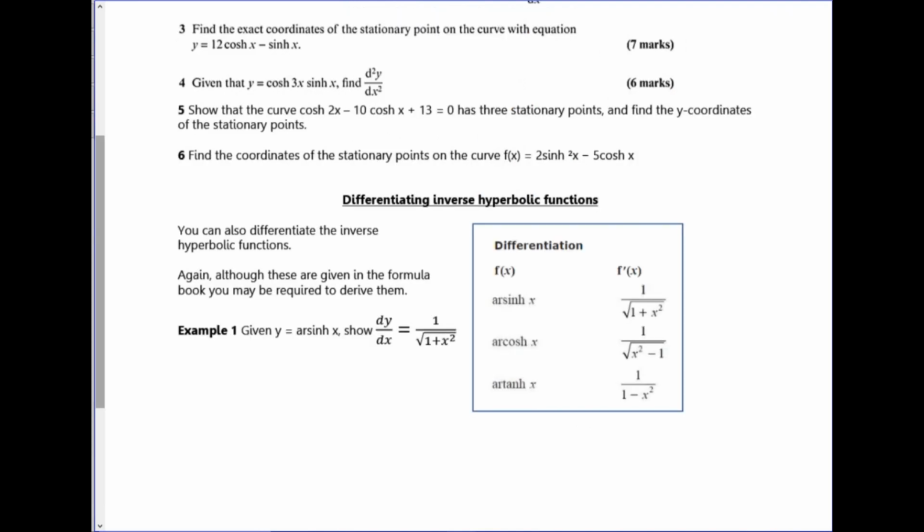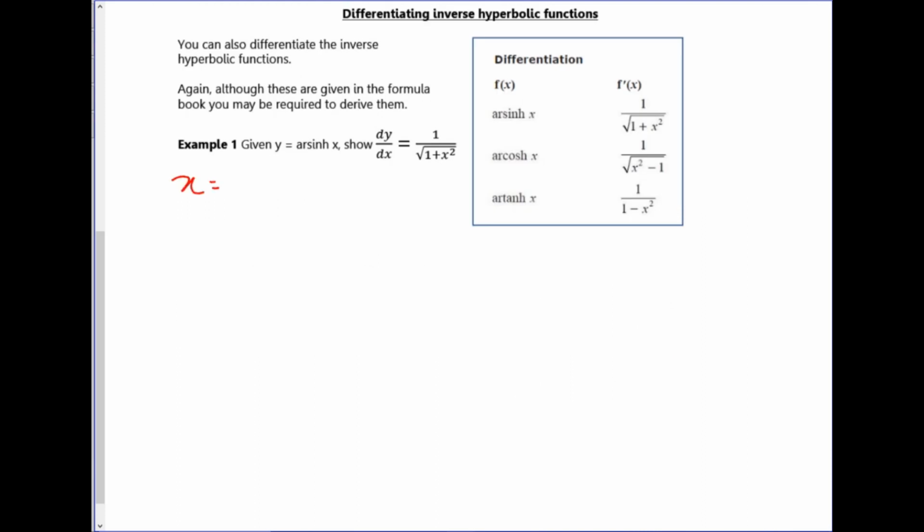So first off, we're going to differentiate our sinh x. So inverse sinh x, same thing. And it's the same method as we did in the A2 differentiation pack. So rewrite this as x equals sinh y, because we know how to differentiate sinh. We can then differentiate this, but it'll be dx by dy on the left-hand side.